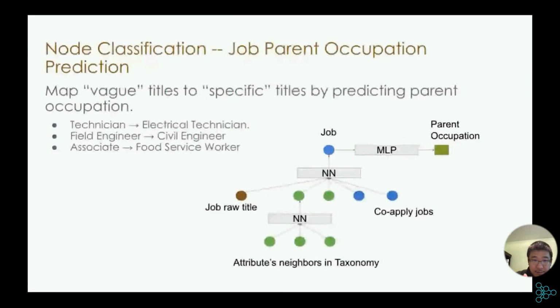This can be done very well by this giant graph, which combines the member social graph, the attribute graph, and the taxonomy graph. So it's perfect for this kind of very challenging task, to precisely understand what kind of title and what kind of occupation this person has.